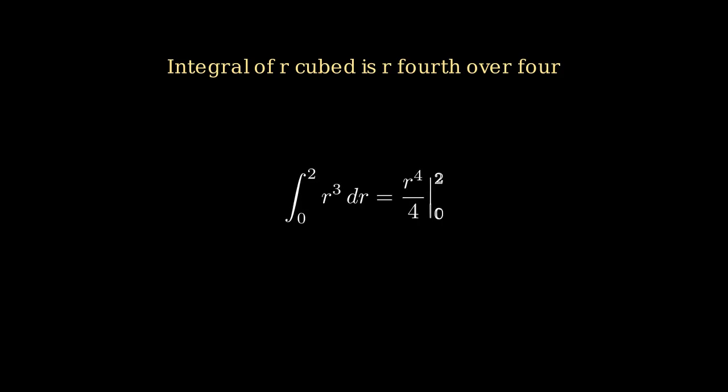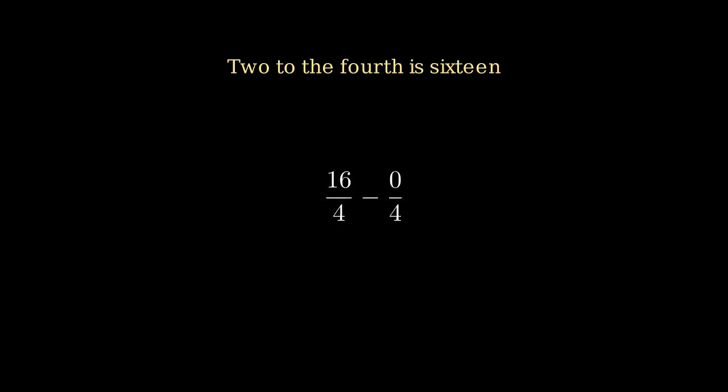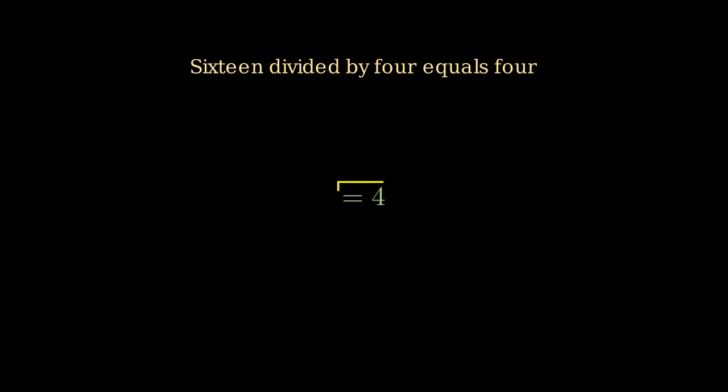The integral of r cubed dr equals r to the fourth divided by 4. Evaluating this from r equals 0 to r equals 2 gives 2 to the fourth divided by 4 minus 0 to the fourth divided by 4. 2 to the fourth is 16, and 16 divided by 4 is 4, so the inner integral equals 4.